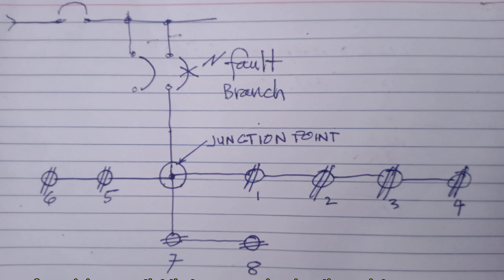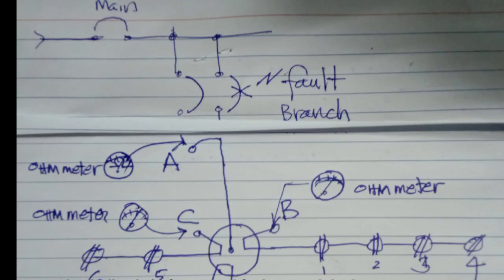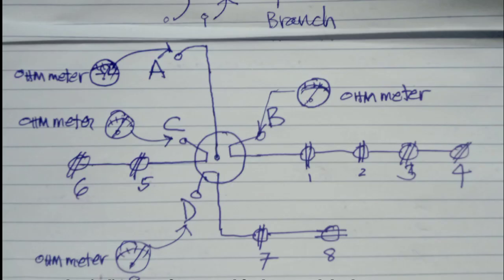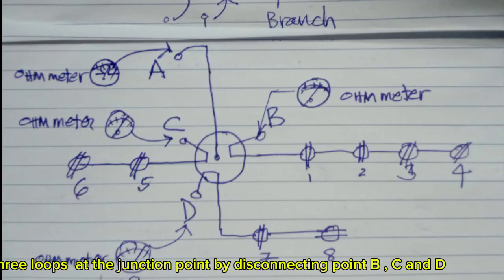You can see that there are 3 loops of convenience outlet that converge in a junction point. This time, I took my ohm meter and get the resistance at test pointer. The ohm meter shows a low resistance value indicative of a ground fault around the loop. In order to determine where the ground fault originates, you need to isolate the 3 loops at the junction point by disconnecting point B, C, and D.